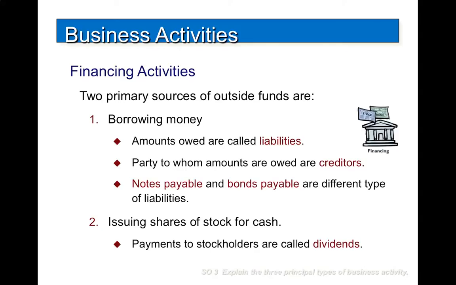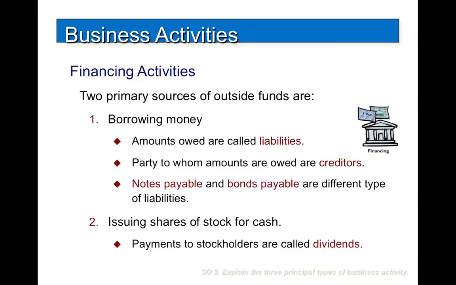In a corporation, there are two primary sources of outside funds. One is borrowing money. Whenever you borrow money or you owe any amount, it is called a liability. The party to whom amounts are owed are called creditors. And two examples are notes payable and bonds payable. Notes payable are when you borrow money from a bank and you have to pay money back with interest. Bonds payable are borrowing money from people who are like investors in your company, and over a period of time you will pay them back with interest.